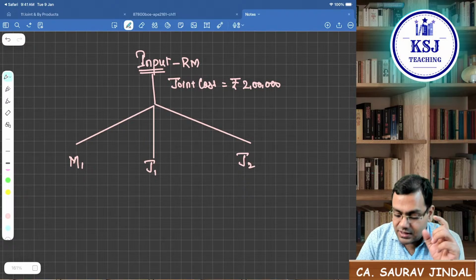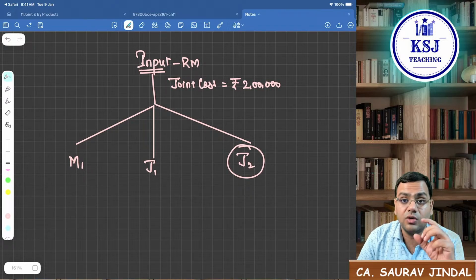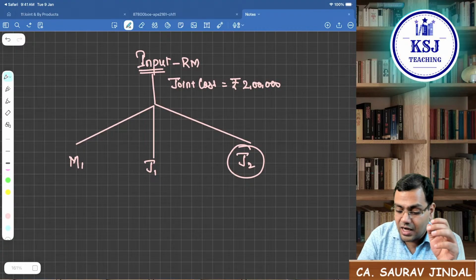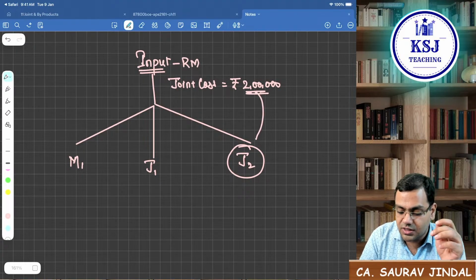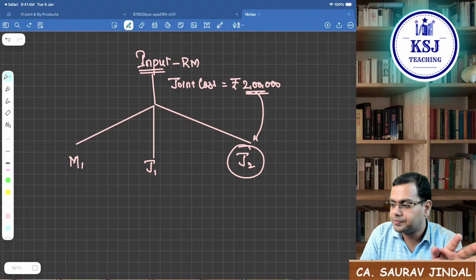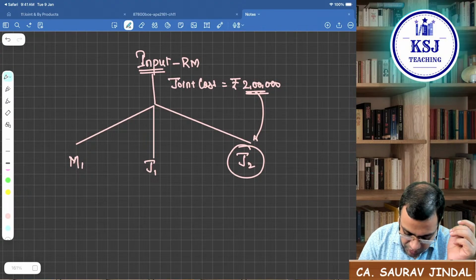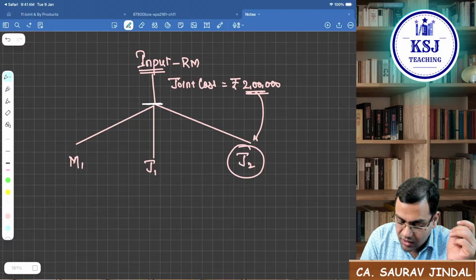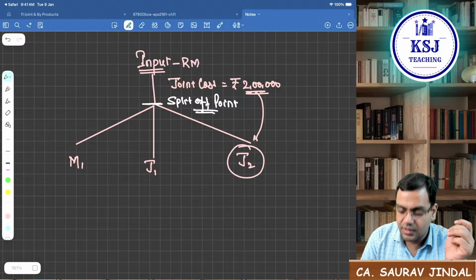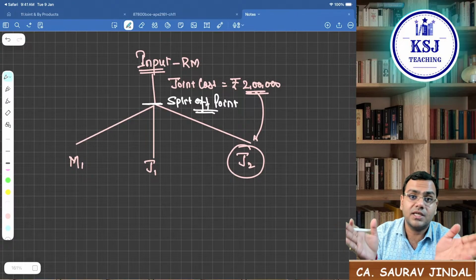Now if you have to sell this joint product 2 separately, you should know that out of this 2 lakh, what is the cost that belongs to joint product 2. That is the simple purpose of studying this chapter. This point is what we call the split off point, from where the 3 products are being split.